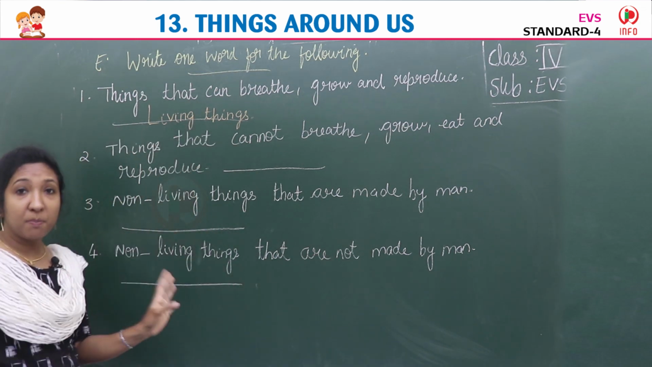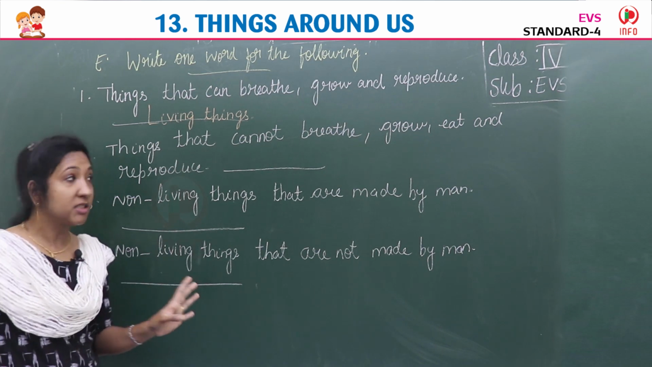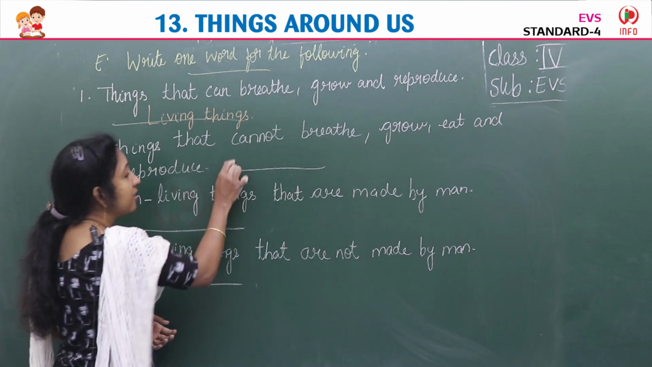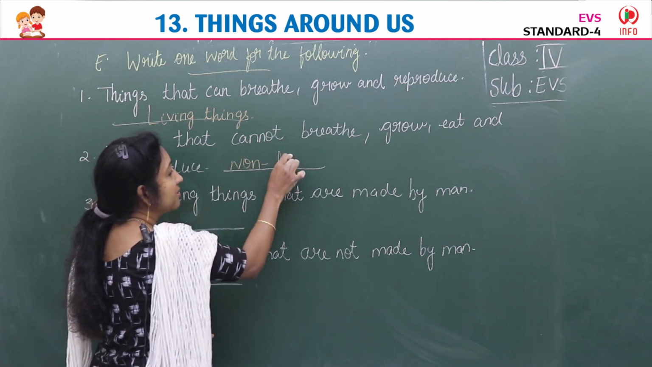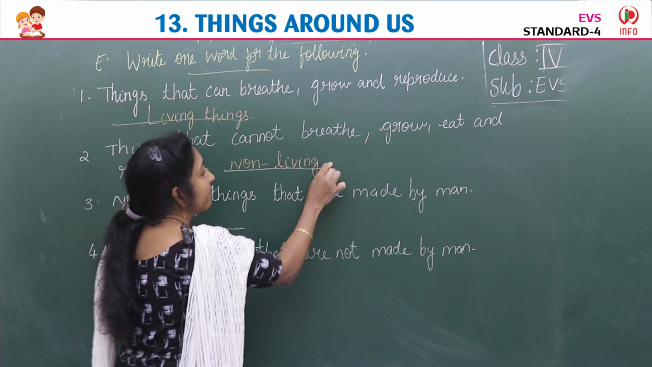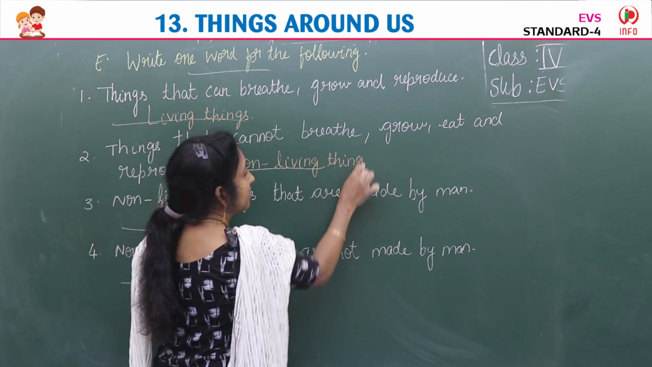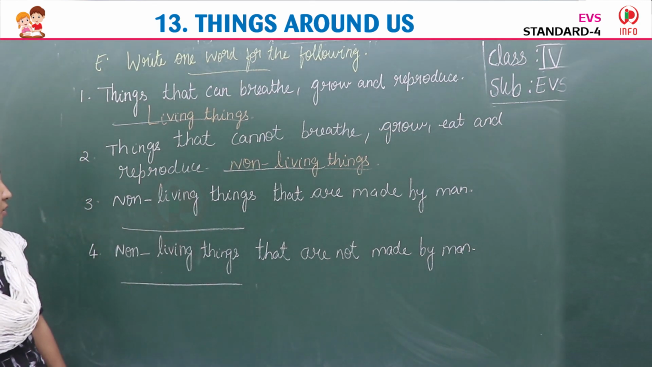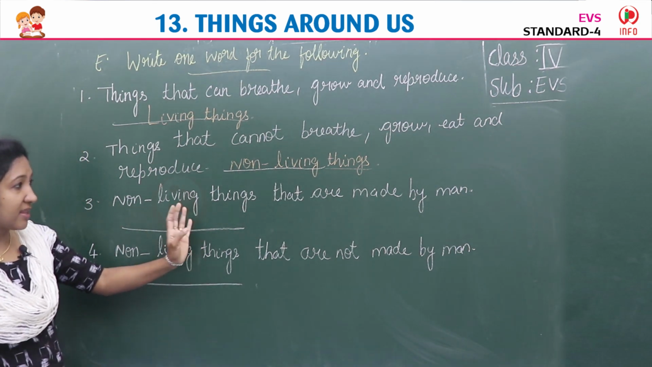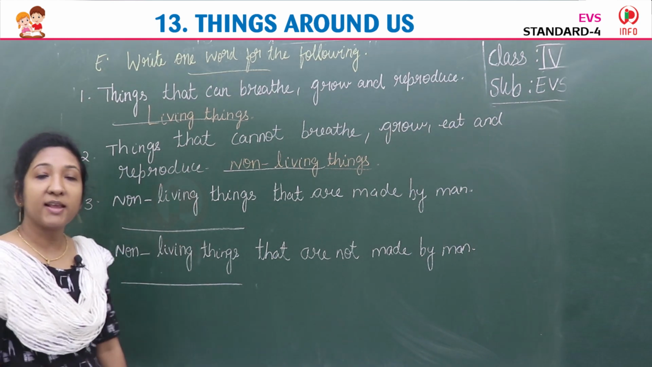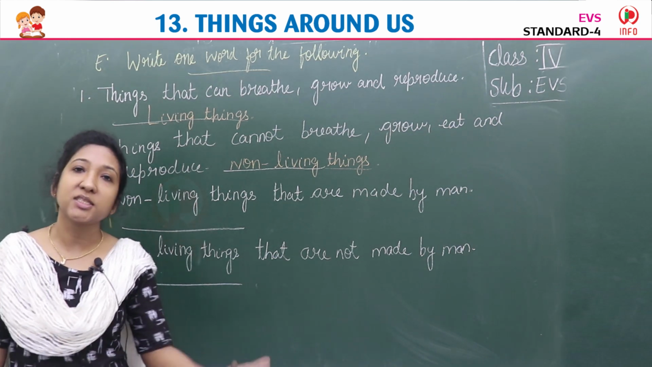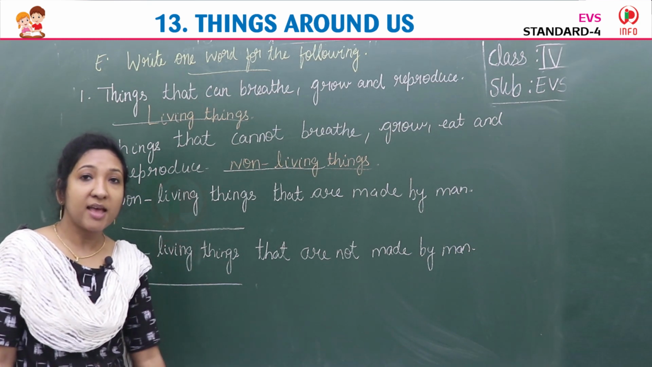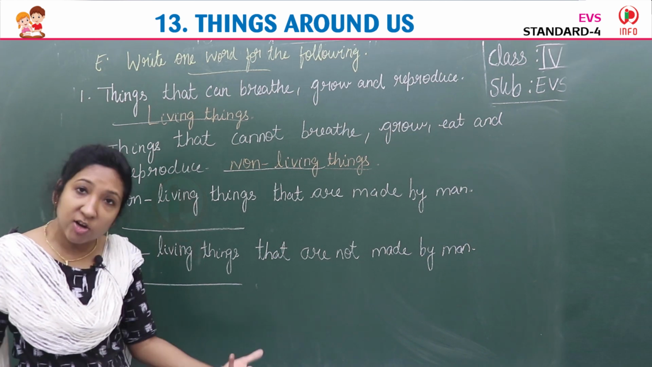Second, things that cannot breathe, cannot grow, cannot eat and reproduce. They are called non-living things. Things that cannot grow, eat, breathe or reproduce. Okay. Third, non-living things that are made by man, like chairs, tables, roads, fan, television, etc. These things are made by man. They are non-living things also.